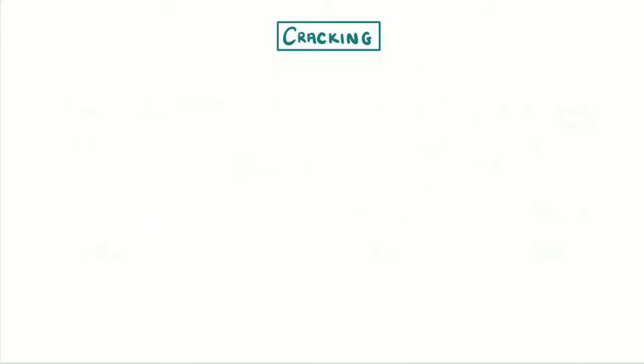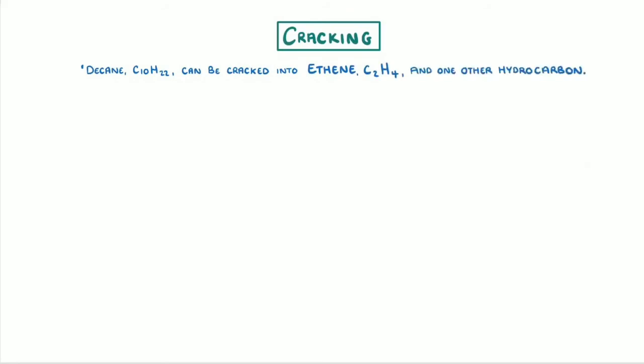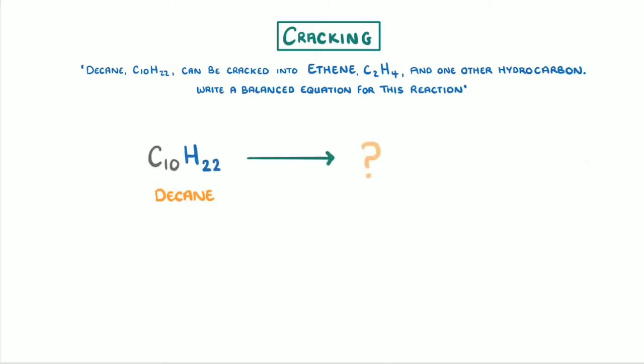Let's now have a look at a proper example. Decane, C10H22, can be cracked into ethene, C2H4, and one other hydrocarbon. Write a balanced equation for this reaction. So the first thing we do is write the equation with everything that we know so far. So decane goes to form some unknown alkane plus ethene.